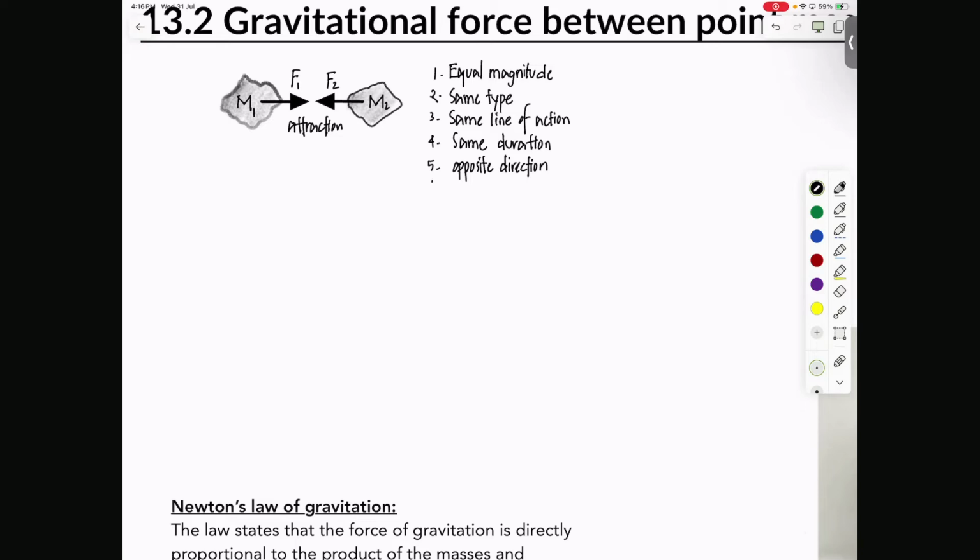And lastly, what was the feature? The most common source of mistake: they must act on different bodies.